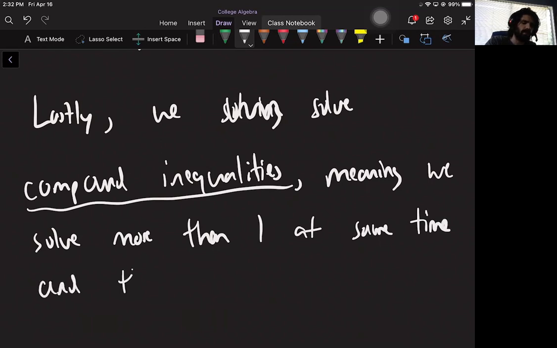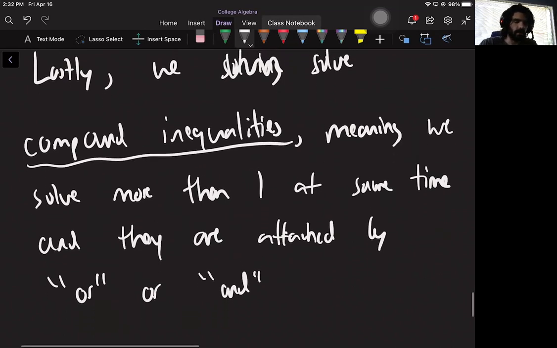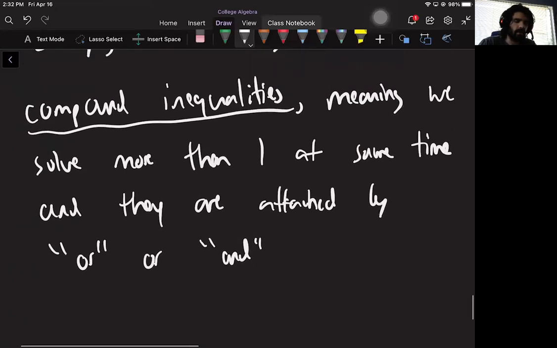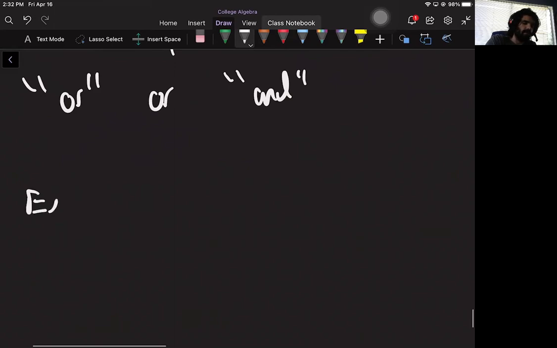And they are attached by, this is going to sound weird at first until we see some examples, by the word or, or the word and. So it's best just to see an example, not to worry about that too much until I do an example. These have specific math definitions. So we're just going to jump right into an example instead of worrying too much.